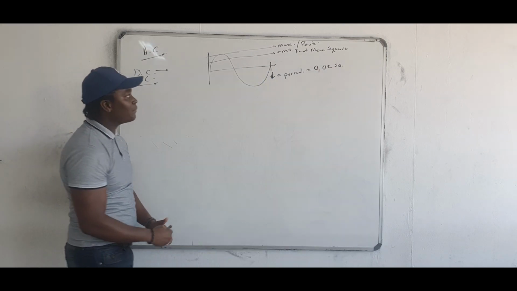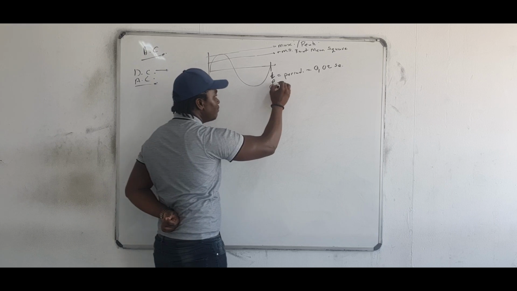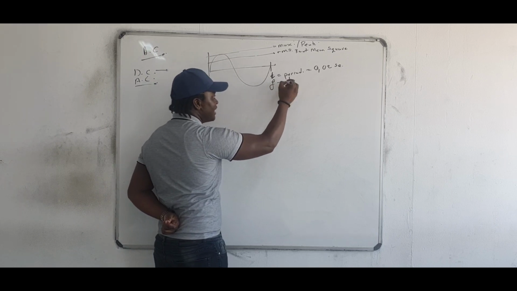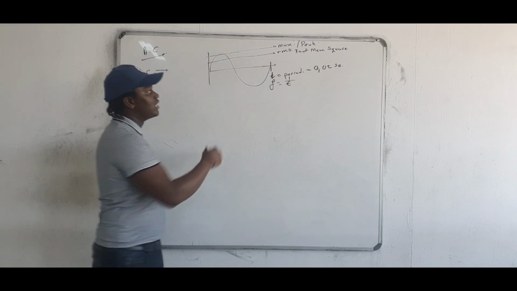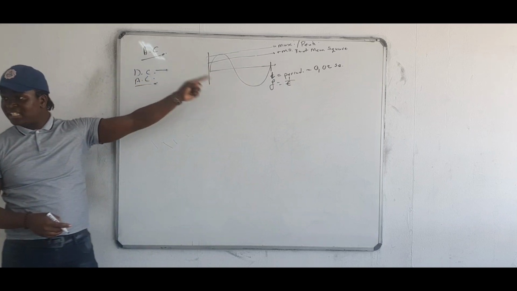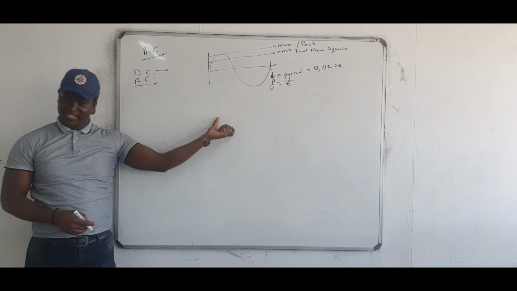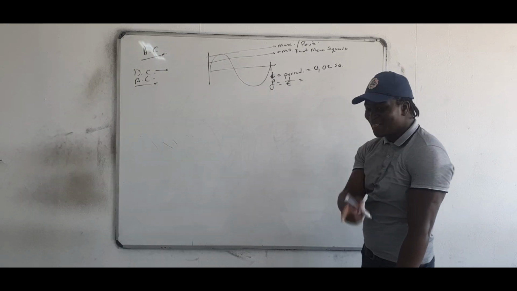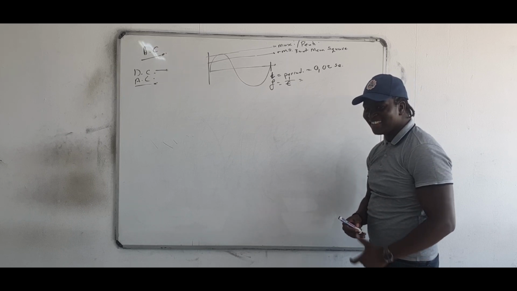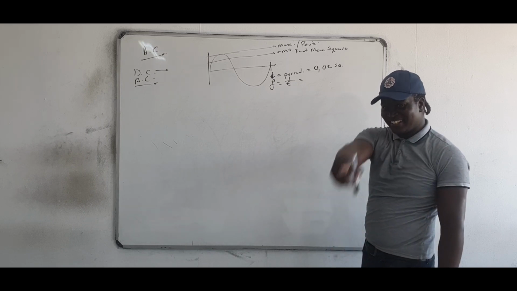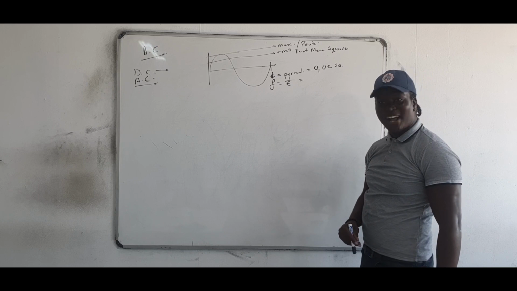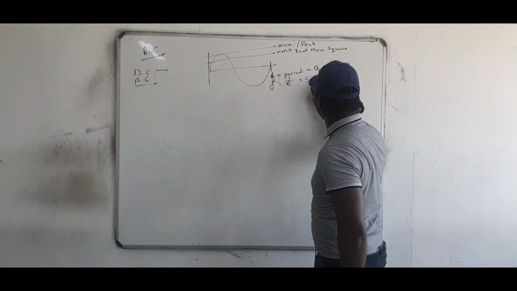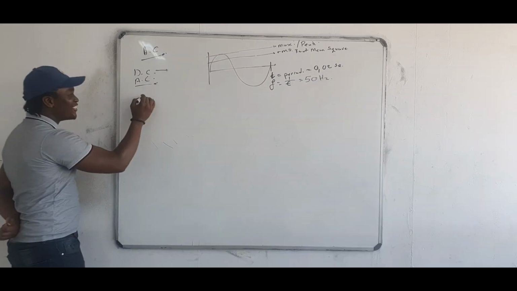Now, next we've got something that is referred to as frequency. Frequency is the number of cycles that your waveform completes in 1 second. That's what frequency stands for. What is the standard frequency of South Africa? No, we're not in America. That is absolutely correct. 50 hertz. Let's move on.